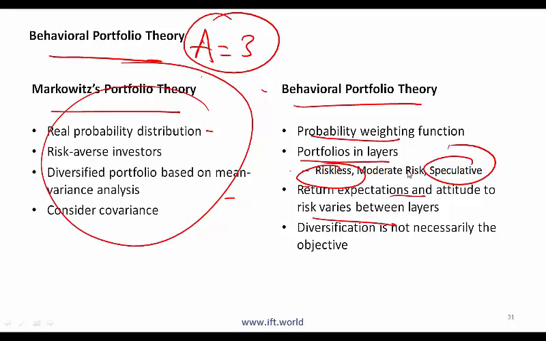Now this completely shatters that, because this is saying that one investor can have 3 different risk aversion levels depending on which layer we are talking about. And diversification is not necessarily the objective. So diversification might happen, but that is not necessarily the objective. So I think I've tried to capture the most important points here.